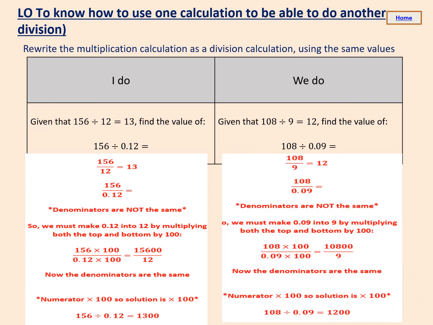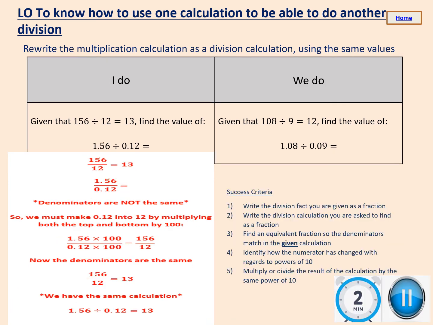Okay, so you've put 108 over 9. You've then seen that 108 for the actual question is divided by 0.09. So the denominators are not the same. So we must make 0.09 into 9 by multiplying both the top and the bottom by 100. Now the denominators are the same. So we now look at the numerator, it's been multiplied by 100, so the solution is multiplied by 100. So 108 divided by 0.09 is 1200.